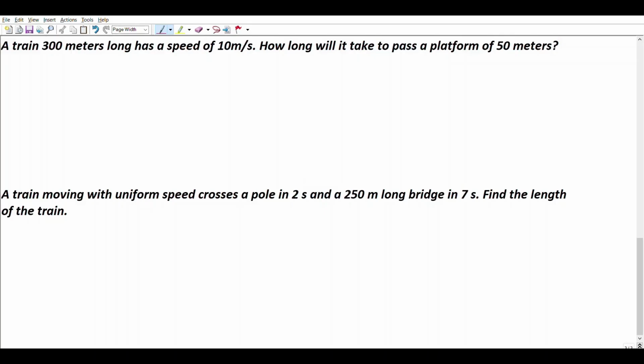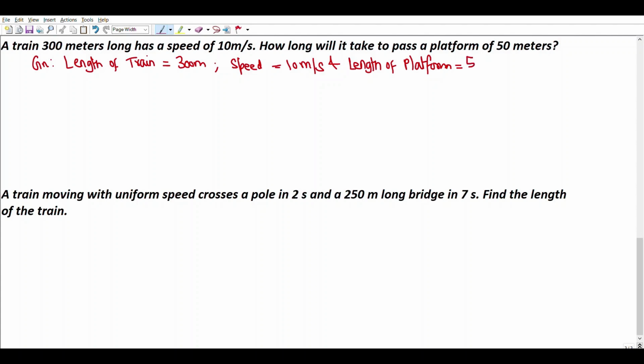A 300-meter long train has a speed of 10 meters per second. How long will it take to pass a platform of 50 meters? So from the question, we understand that length of train is equal to 300 meters. Speed of train is equal to 10 meters per second, and length of platform is equal to 50 meters. We need to find how long will it take to pass a platform of 50 meters.